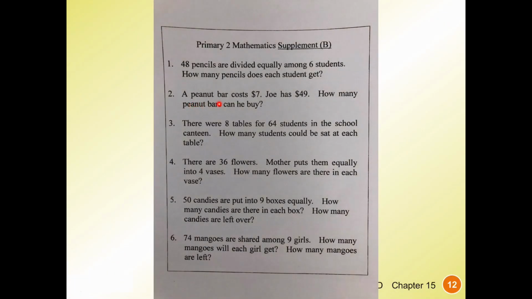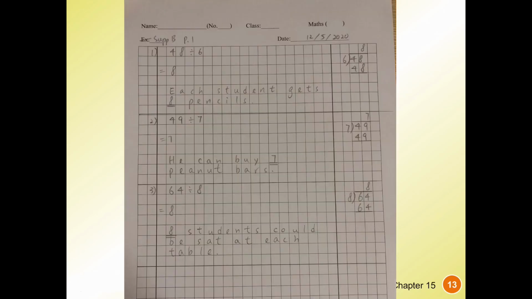Question number 2. A peanut bar costs $7. Joe has $49. How many peanut bars can he buy? So we treat the dollars as the number of items. So we have 49 items here, and then each group has 7 items. If a peanut bar costs $7, we want to know the number of groups, or the number of peanut bars that he can buy. So there, 49 divided by 7, horizontal form, answer, column form. So he can buy 7 peanut bars. Remember to double underline the number in the sentence.